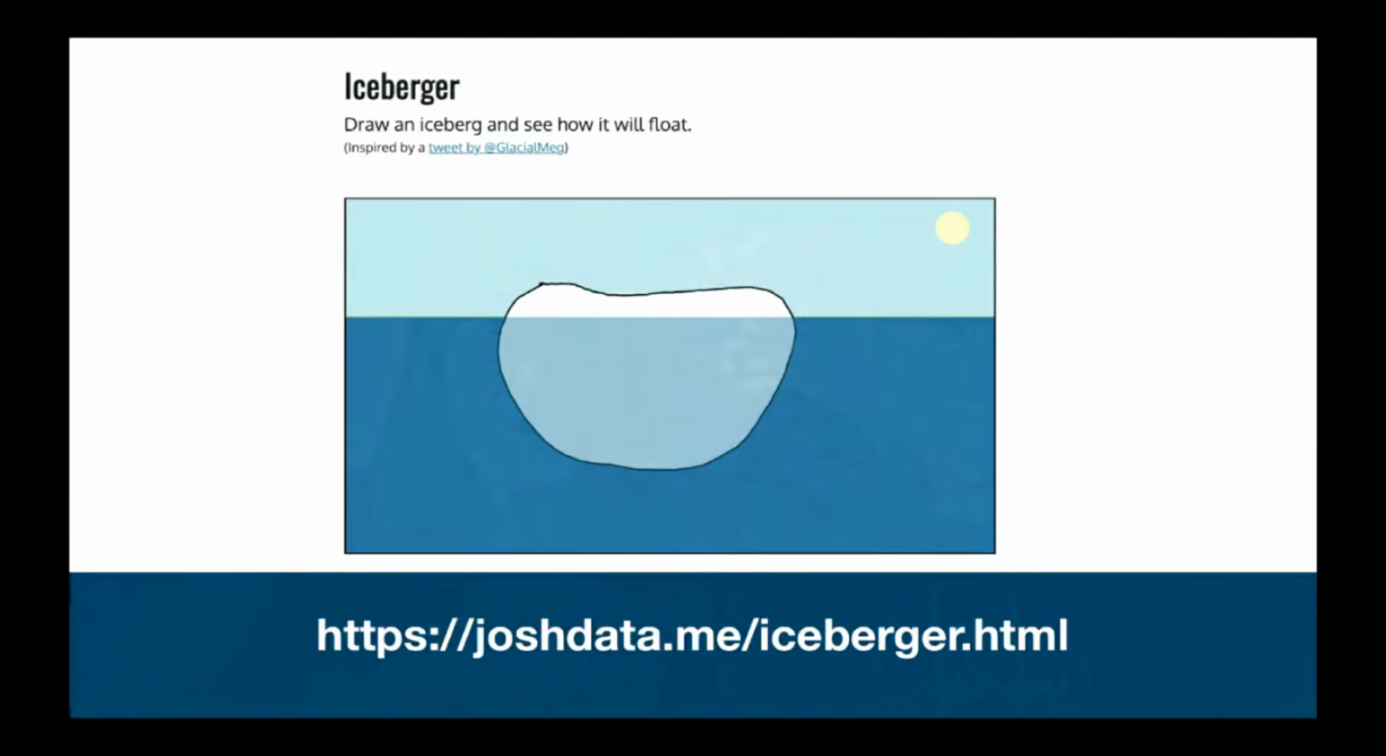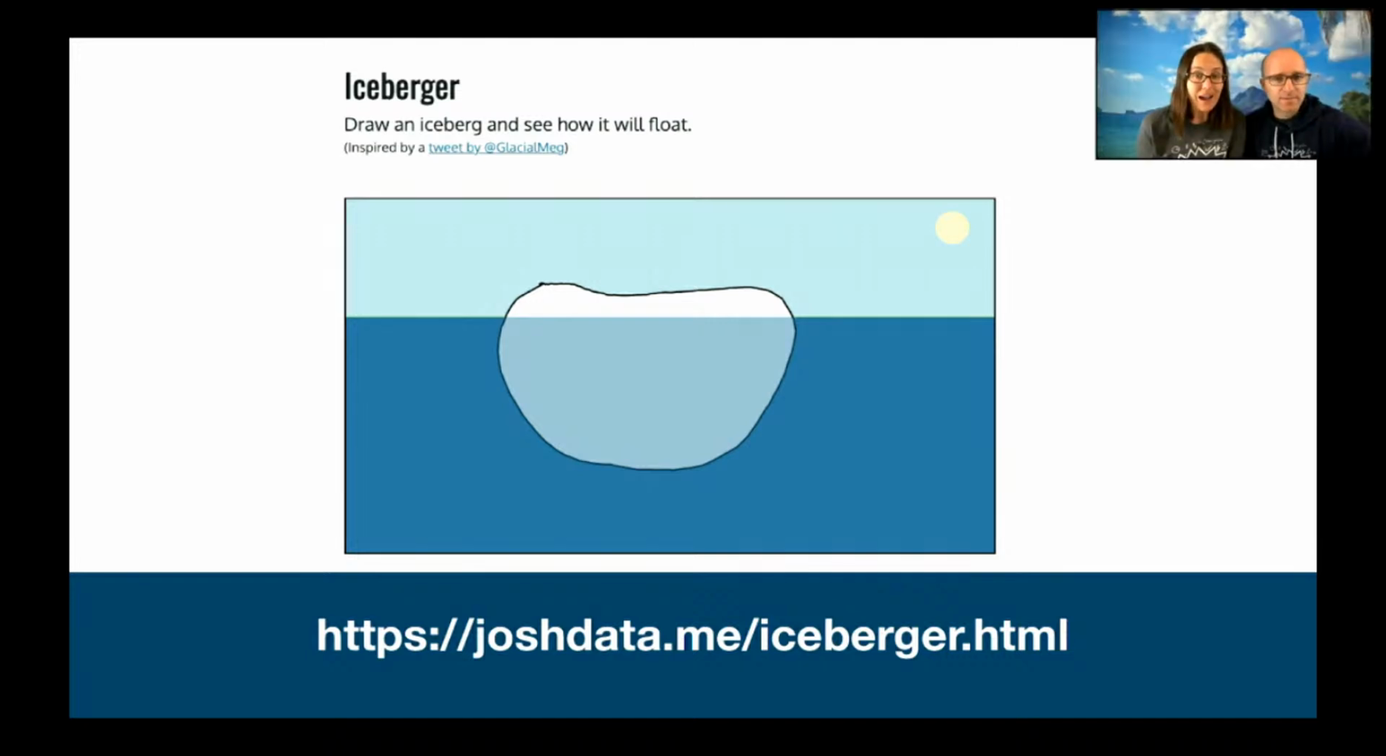So this is joshdata.me and Iceberger. Kind of a funny website, but this was just a person who happens to do research and is good at coding and website design. And someone had a tweet about how icebergs form, and he was like, oh, I'll make a little system where people can draw their own. Okay, so check this out.